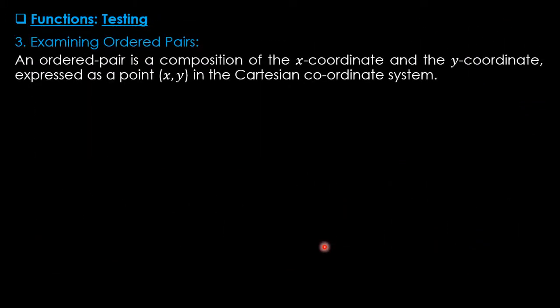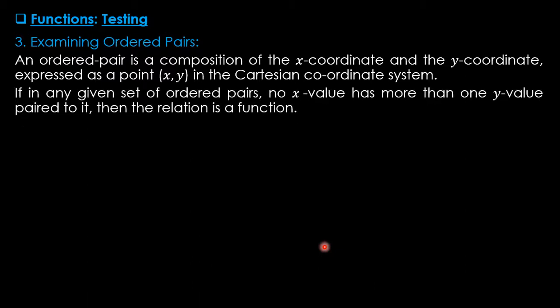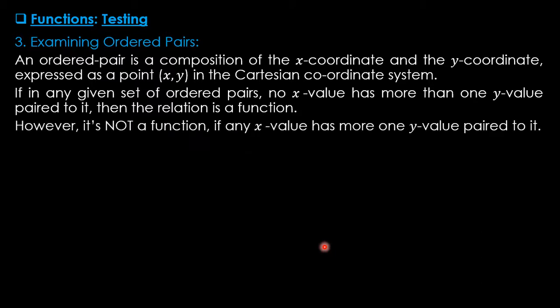An ordered pair is a composition of the x coordinate and the y coordinate expressed as a point (x, y) in the Cartesian coordinate system. If in any given set of ordered pairs, no x value has more than one y value paired to it, then the relation is a function. However, it's not a function if any x value has more than one y value paired to it.